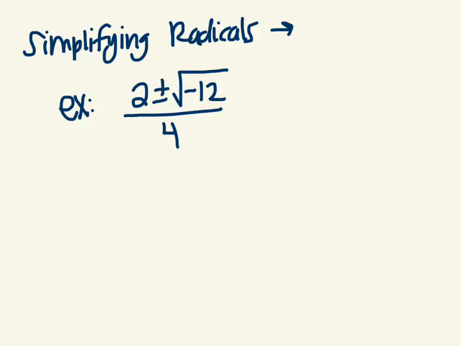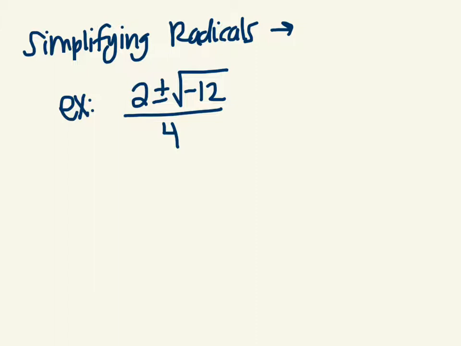In this video, I'm going to show you how to simplify a radical, specifically a fraction that includes a radical, how it would look at the end of the quadratic formula, for example. So let's say we go through and use the quadratic formula and we end up with 2 plus or minus the square root of negative 12, all divided by 4.